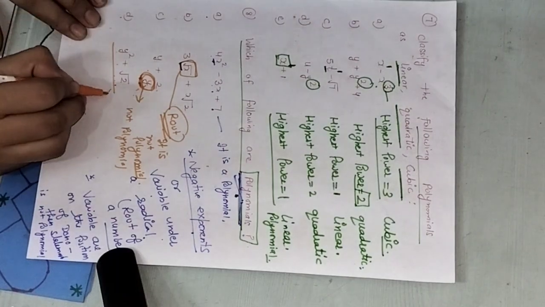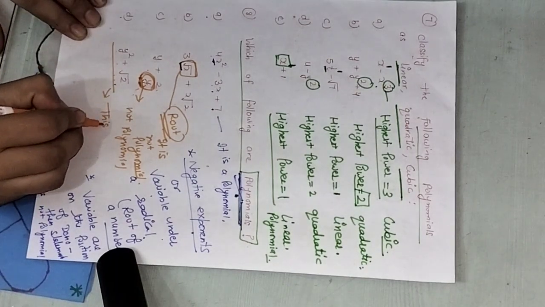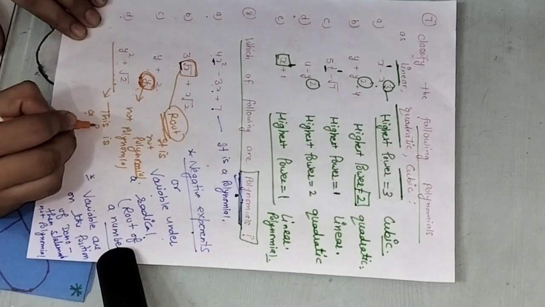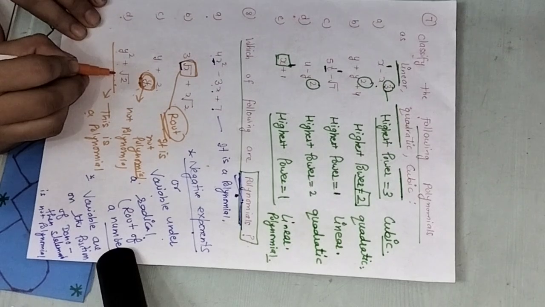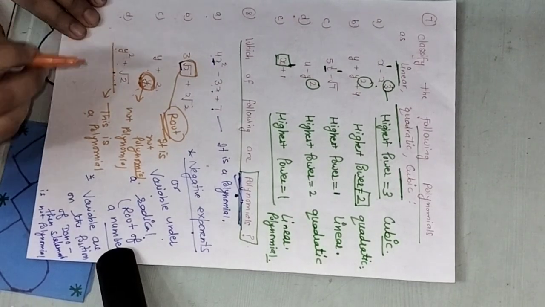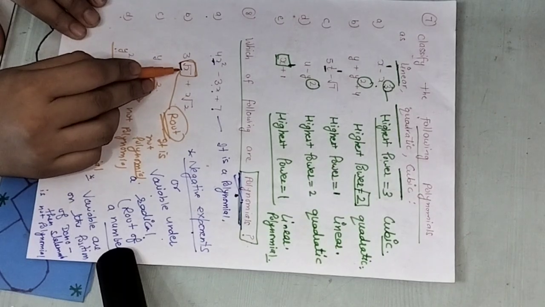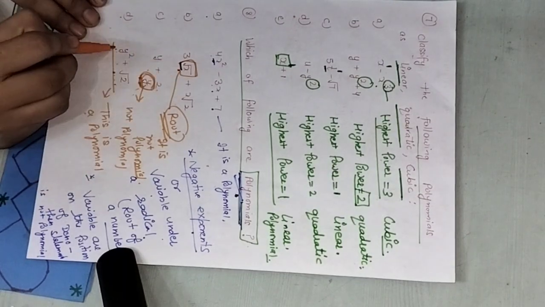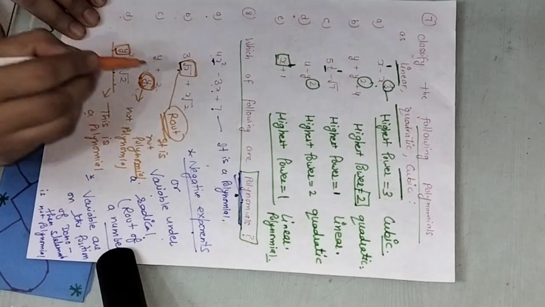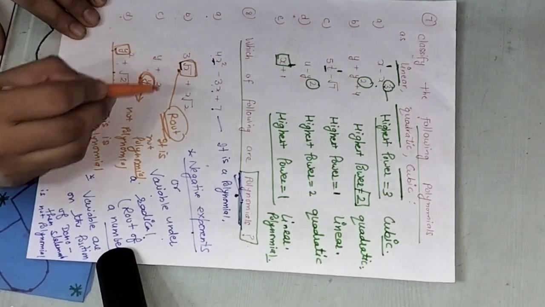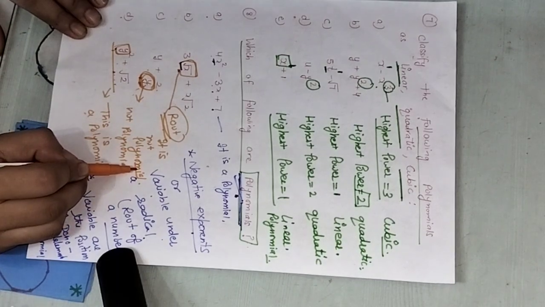This is a polynomial. We need to remember one thing. If the radical is on the variable, then it will not be a polynomial. We have to look at the variable, whether it is accurate or not. If there is a root on the variable, that will not be a polynomial.